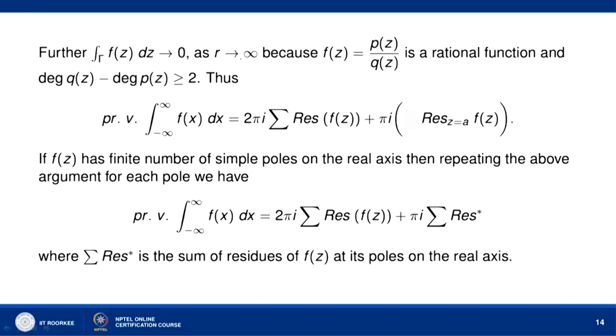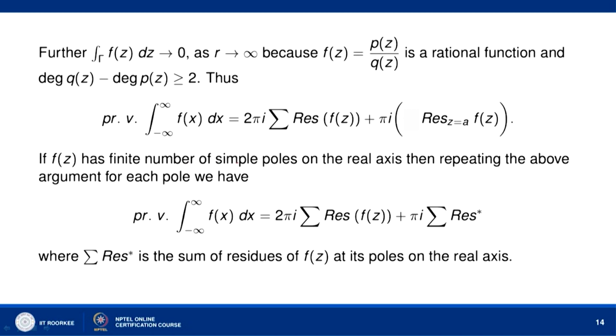So, since this goes to 0 as r goes to infinity, because f(z) equals p(z) upon q(z) is a rational function, and degree of q(z) minus degree of p(z) is greater than or equal to 2. Here we use the same thing. Thus, the principal value of the integral from minus infinity to infinity of f(x) dx is equal to 2 pi i times the sum of residues of f(z), plus pi i, because on the left the integral over gamma was minus pi i, times the residue of f(z) at z equal to a.